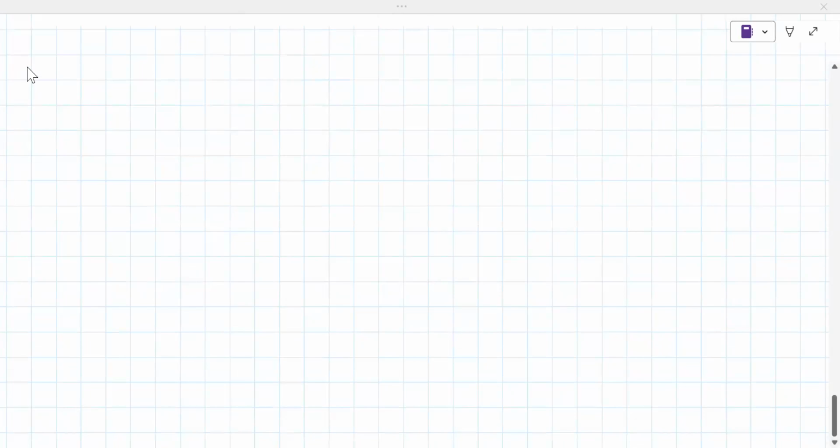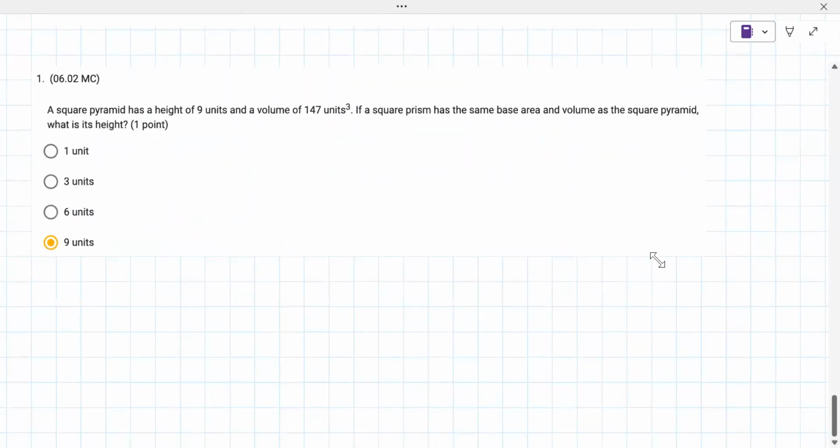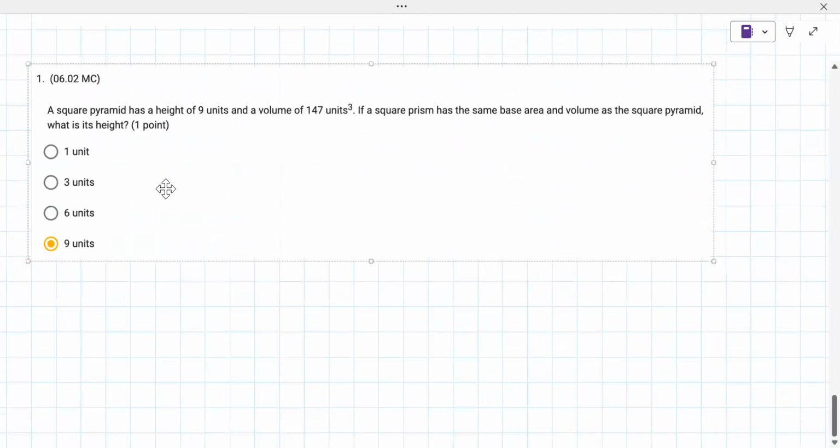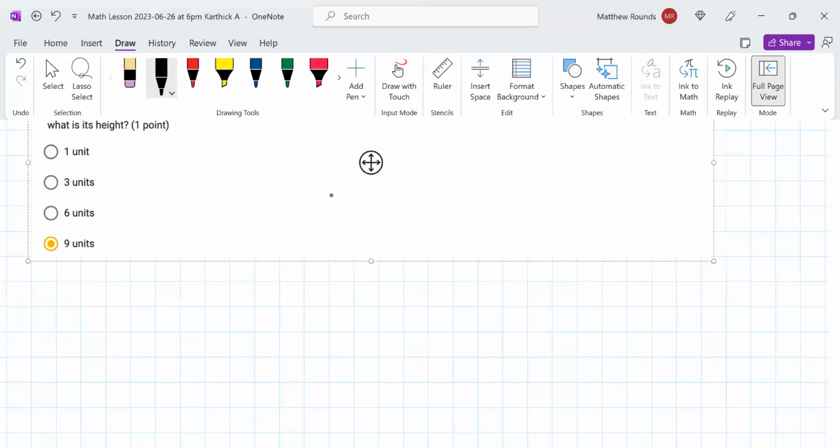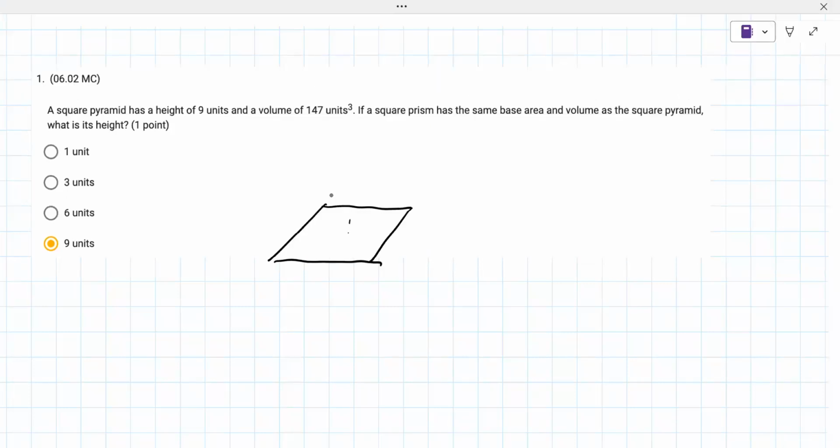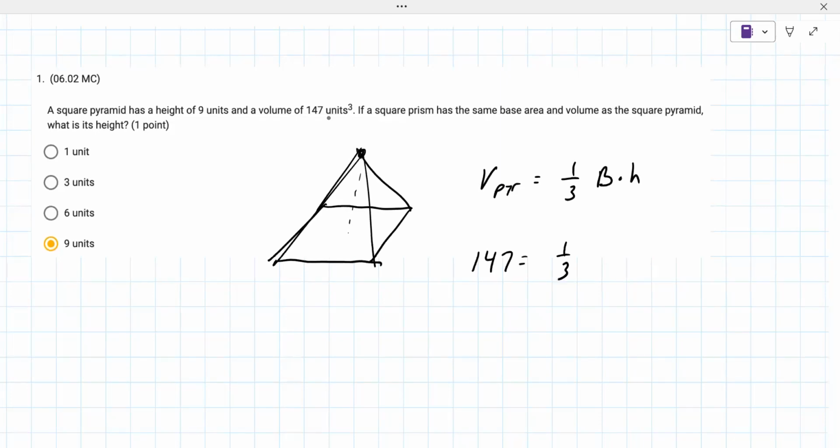This one here, number 1. All right, a square pyramid. So again, you kind of want to draw something. I don't draw pyramids very well, but you draw a square base, you go straight up, and then you connect all those. So that's your square pyramid. There's a height of 9 and a volume given. The volume of a pyramid is 1/3 the area of the base times the height. So they're giving you the volume. The base is unknown and the height is 9.